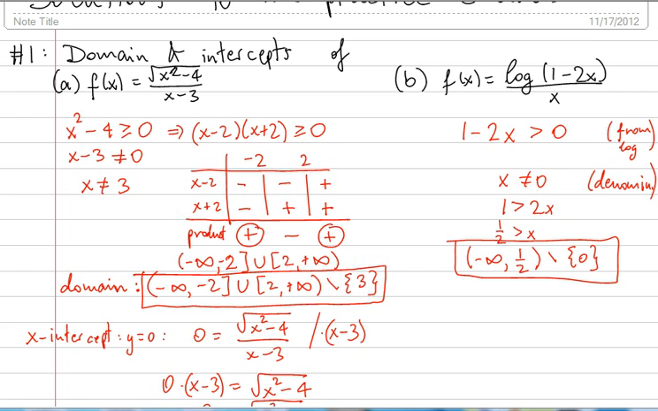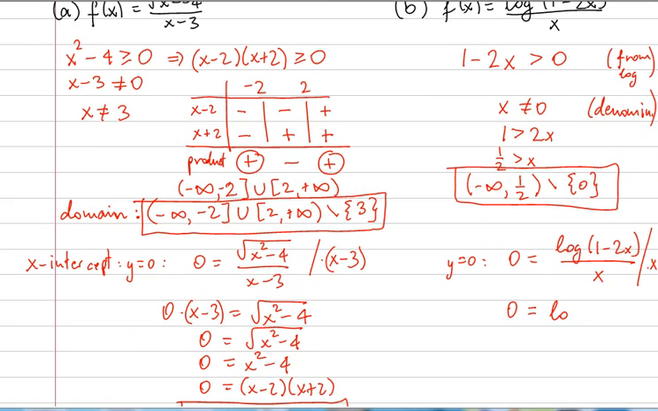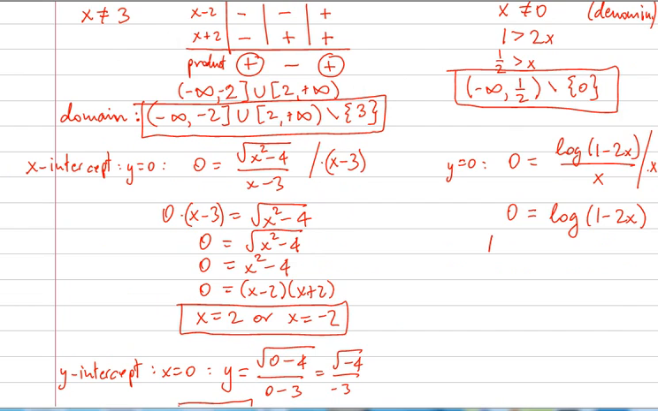That's the domain. For the x-intercept, we plug in y equals 0, so we get 0 equals log of 1 minus 2x divided by x. Again, we have something that involves denominators. We multiply by x on both sides. 0 times x is 0 equals log of 1 minus 2x. We're solving this equation. To get rid of log, we'll raise 10 to the power of both sides. The 10 power of the left hand side is 0, and 10 to the power log of 1 minus 2x, the 10 and log will go away because log is log base 10. 10 to the power 0 is 1, so we have 1 equals 1 minus 2x. So 2x is equal to 1 minus 1, so x is equal to 0.